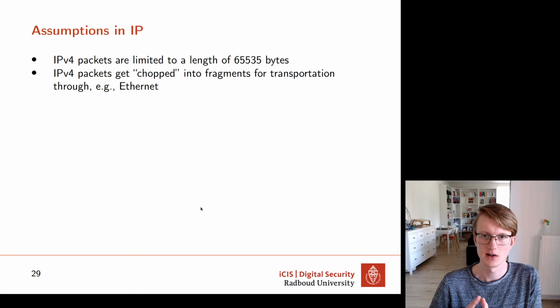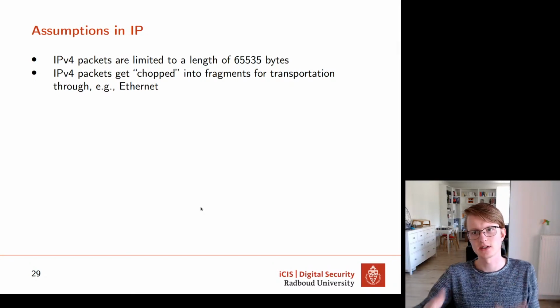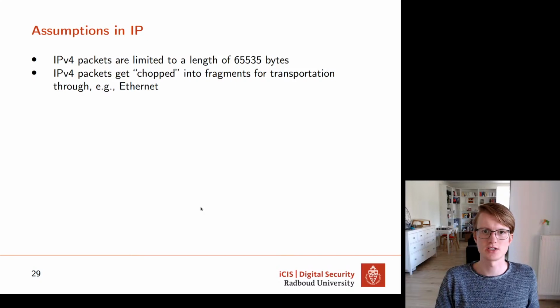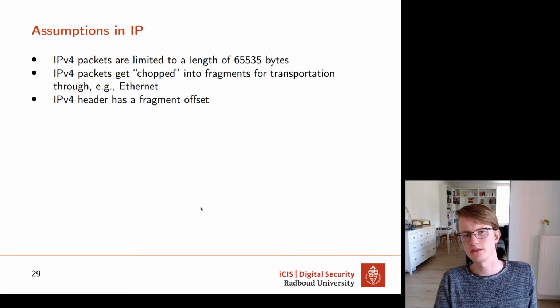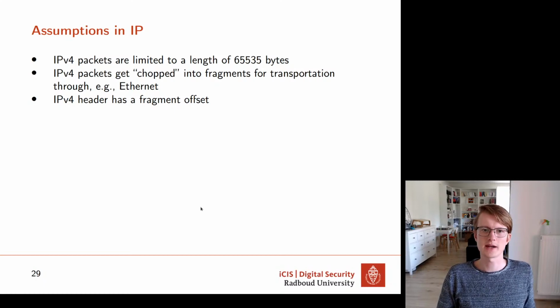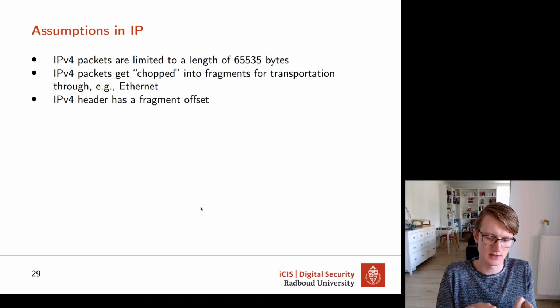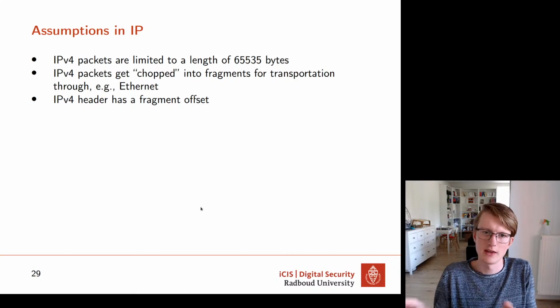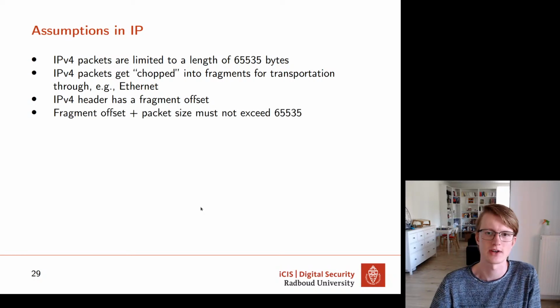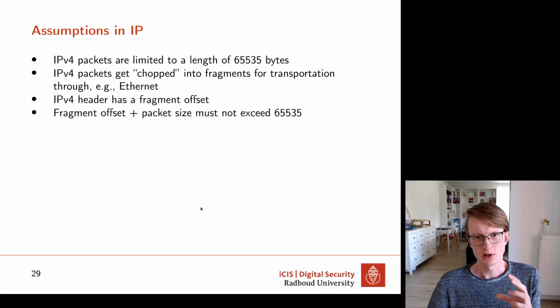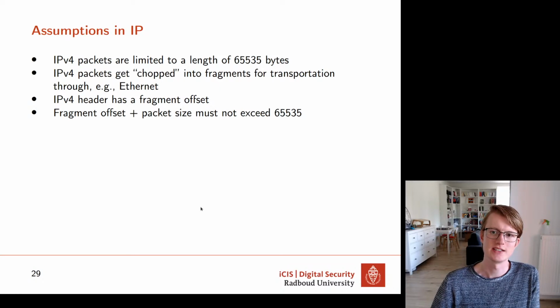And if you want to send something that's bigger than that, you can chop it into fragments for transportation. Each header then says this is a chunked packet. So you send, okay, this is the chunk that starts at 0 and runs through 100, and then the second packet says I'm starting at 100 and I have the rest of the data, etc. This fragment offset plus the packet size may still not exceed this limit.